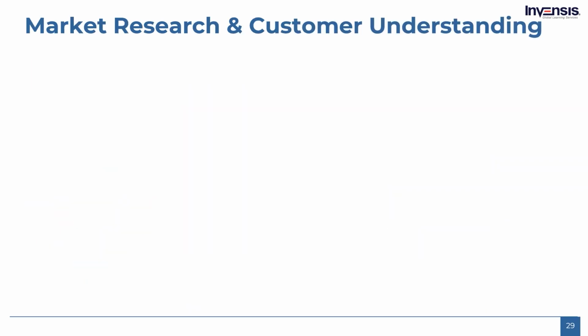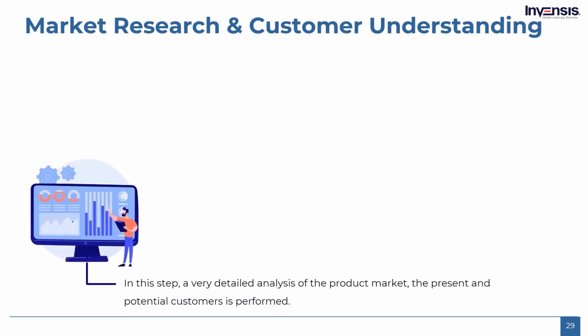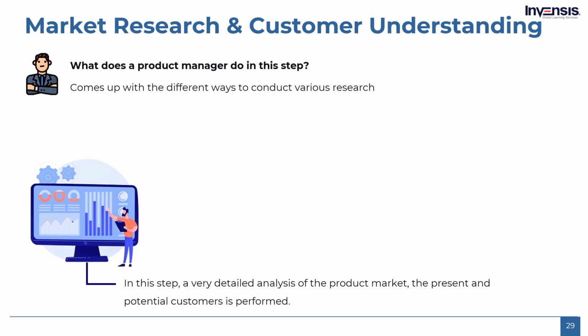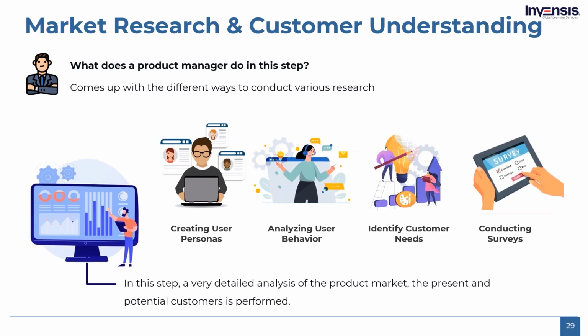The next step is market research and customer understanding. Market research is a process of information collection and analysis of the market and its present or potential customers. In this step, you are comparing similar products that already exist, studying the competition, and identifying target customer groups. Obviously, knowing your customer is a basis for creating a successful product. Here, the product owner comes up with different ways to conduct various research to get a deep understanding of potential product consumers. For example, you can create user personas, study customer behavior, identify customer needs, conduct surveys, and many such things.